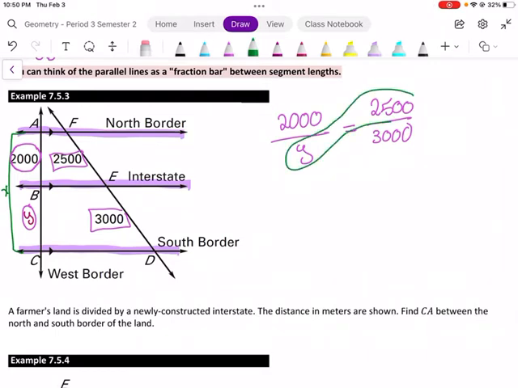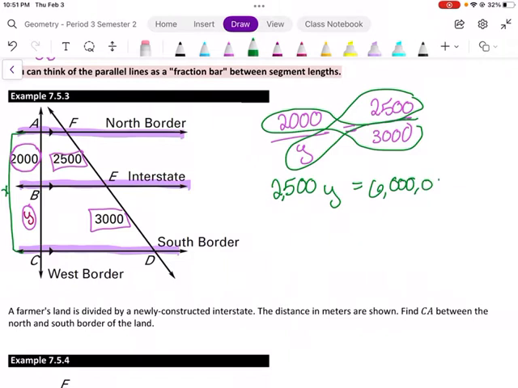Now that we have this, we can go ahead and cross multiply. We'll have 2,500y equals 2 times 3 would be 6, and then we have a total of 6 zeros that we need to add.